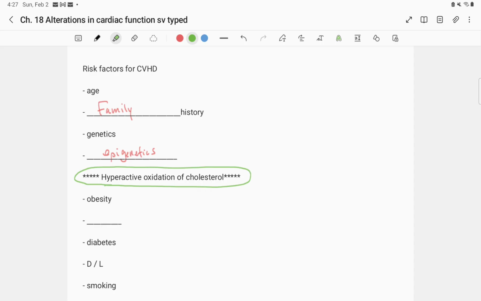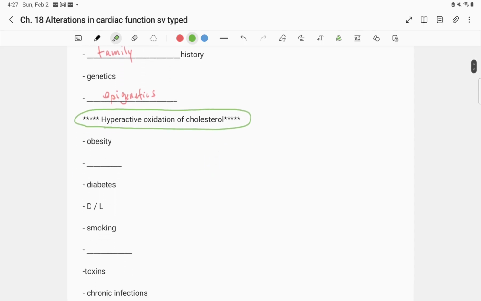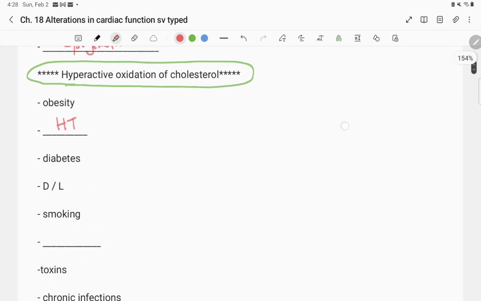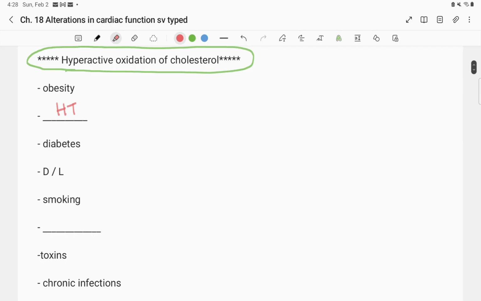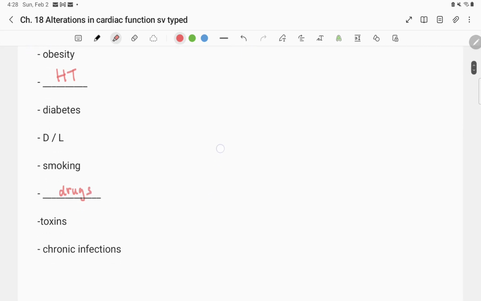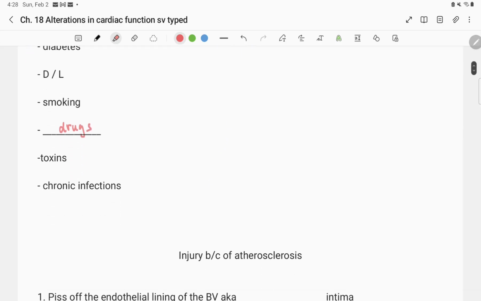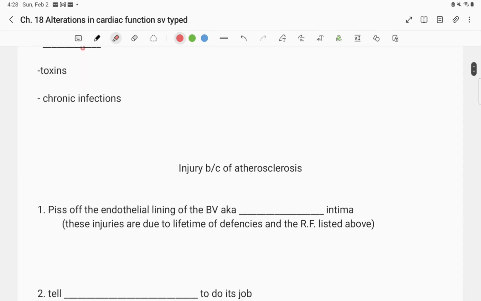Obesity is a risk factor. Hypertension, diabetes, diet and lifestyle issues, smoking, drugs, toxins, and chronic infections would be some examples of risk factors for cardiovascular heart disease.